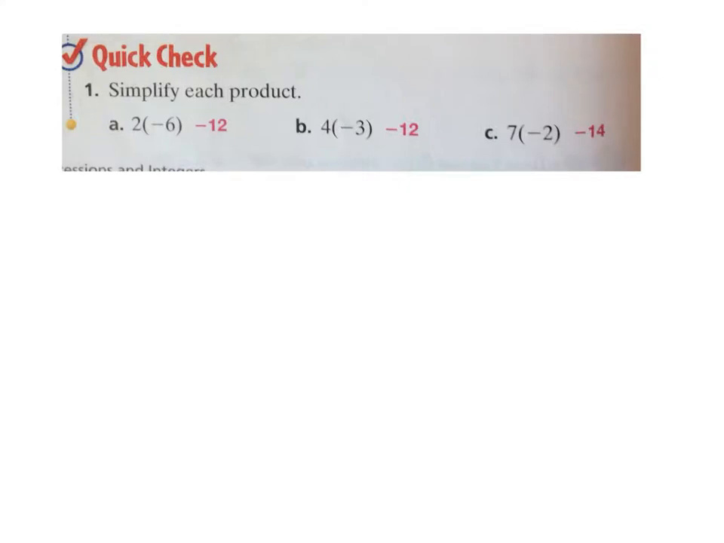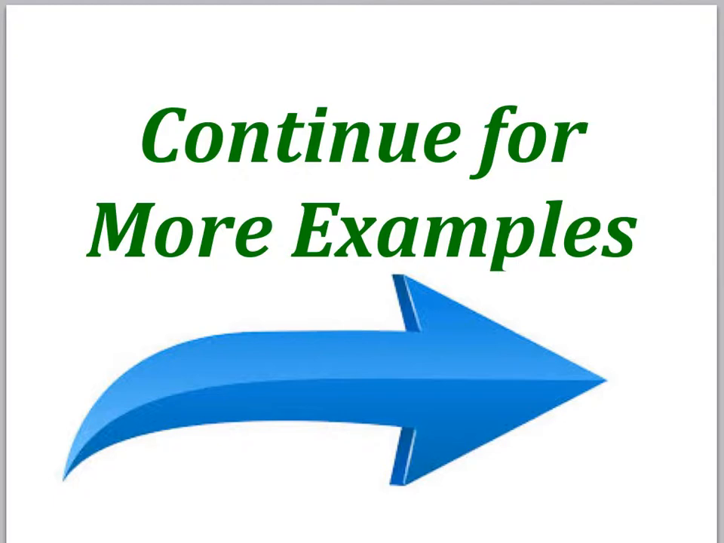2 times 6 is 12. Different sign, negative 12. 4 times 3 is 12. Different signs, negative 12. Again, when I say different signs, one positive, one negative, right? And C, 7 times 2 is 14. Different signs, so negative 14. Raise your hand in the app or in real if you need some help. All right, keep watching for more examples from me.